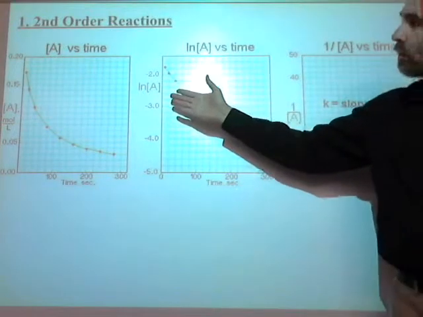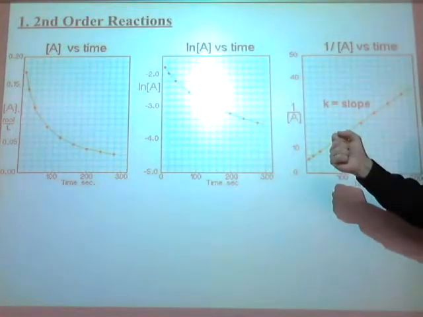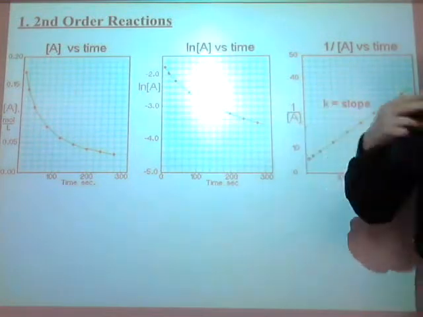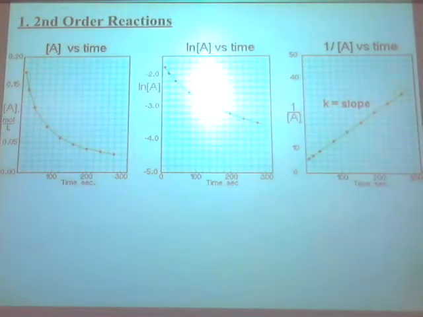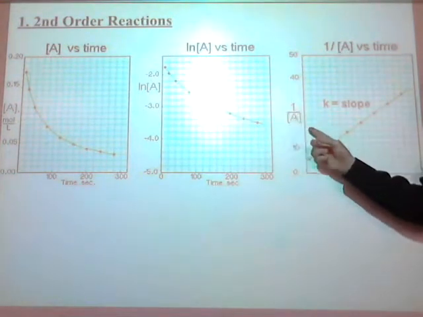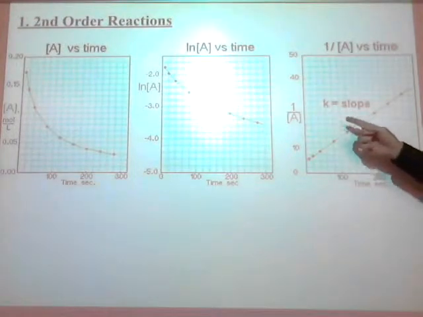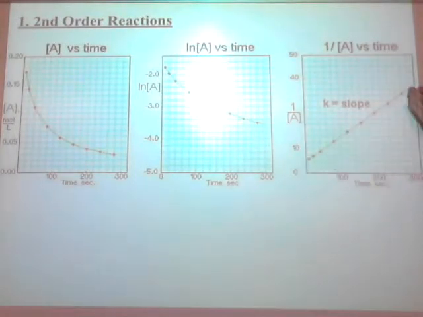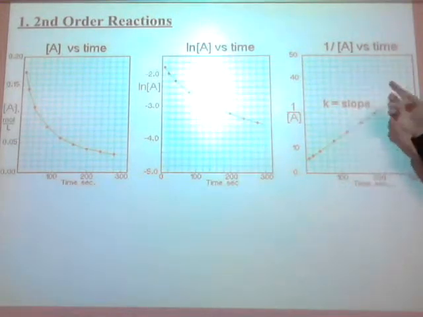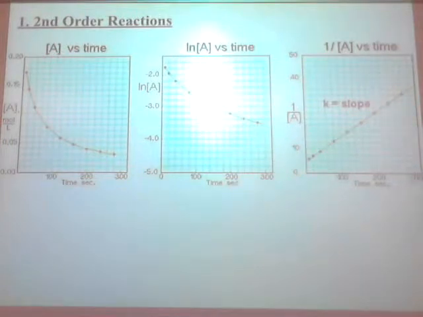If you take the natural log of it, you still get a curved graph, because it's a squared function, not a single power. That's for the first order. Only if you take 1 over A and graph that will you get a straight line. Graphing 1 over the concentration versus time gives me a straight line, and that's how you'll be able to tell that you've got a second-order reaction.